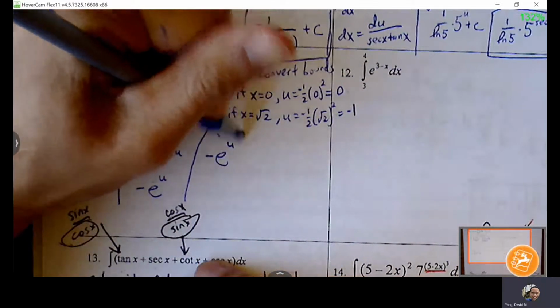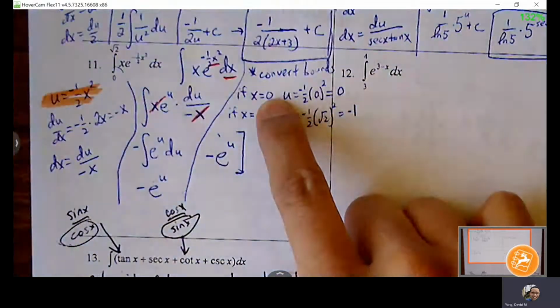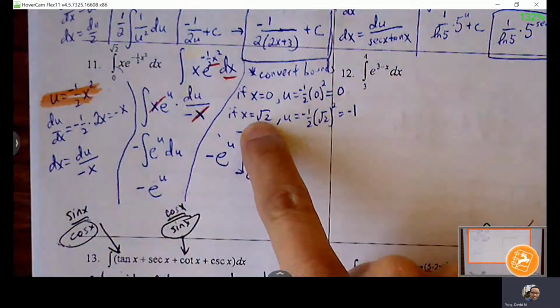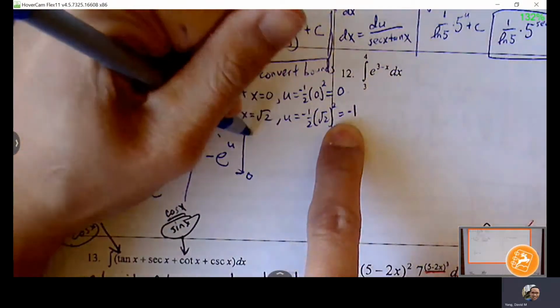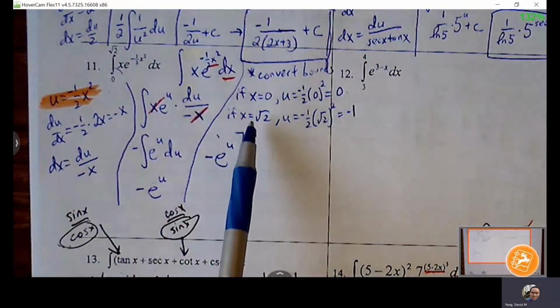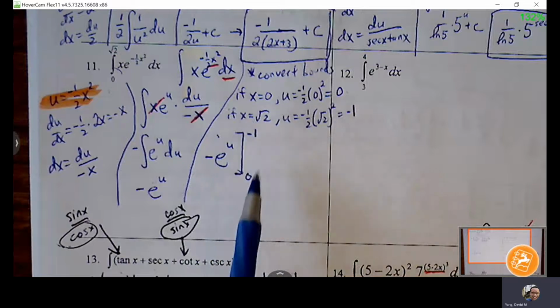-e to the u is my antiderivative in terms of u. My lower bound starts as 0 and ends as 0. My upper bound starts at √2, it ends at -1. Just keep in mind that whatever you start as your upper bound is going to remain as your upper bound, even if it suddenly changes.